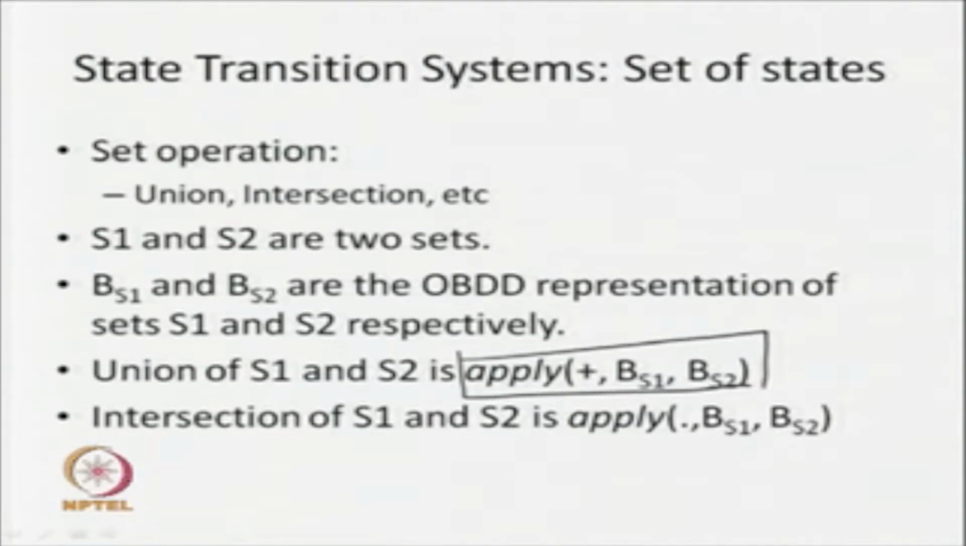Already we know the apply algorithm; apply with some operator can be applied with the help of this apply operation. So, we are going to apply the operator plus on B S 1 and B S 2. After applying this operation, we are going to get an OBDD, and that OBDD gives the set of states, and it represents the union of S 1 and S 2, because it takes the common portion from B S 1 and B S 2. Similarly, if I am going to perform the intersection of S 1 and S 2, then we can apply the apply operator dot on B S 1 and B S 2.